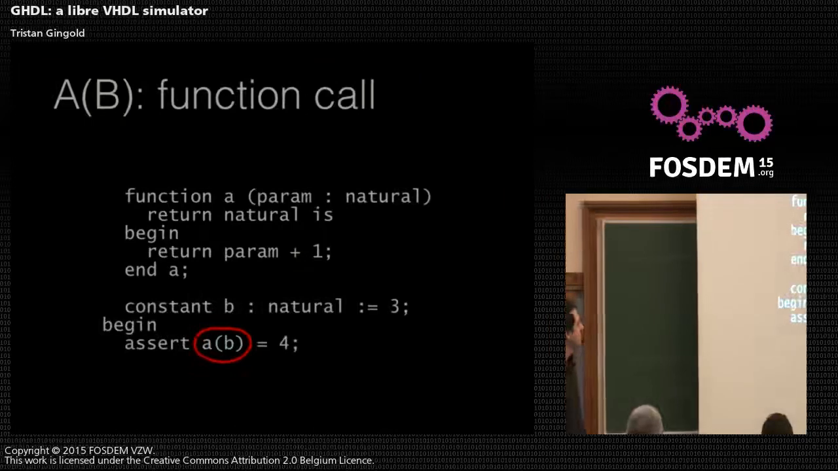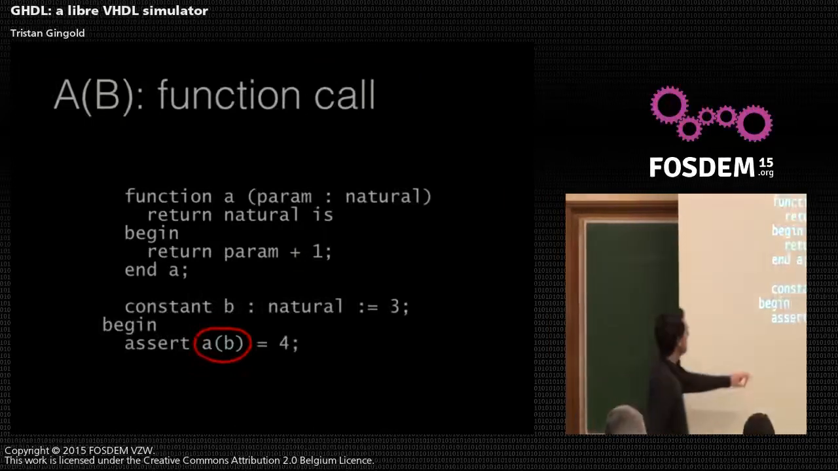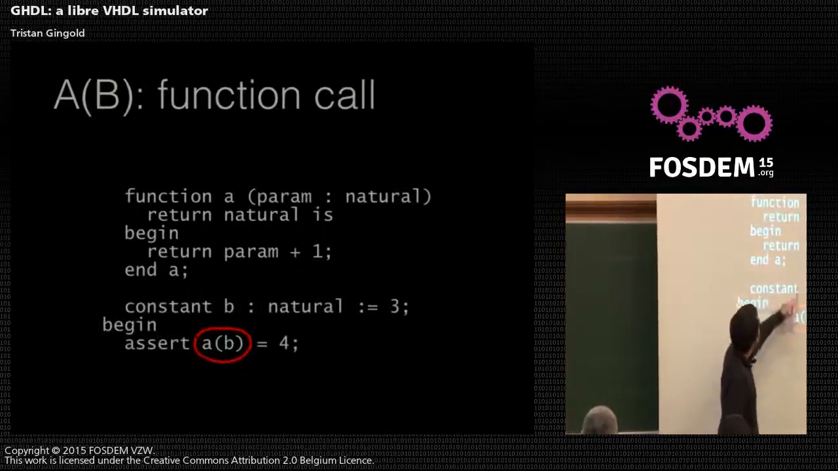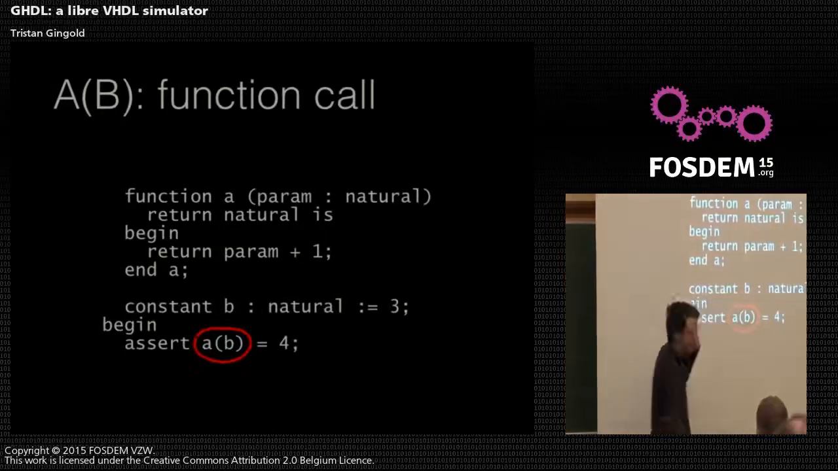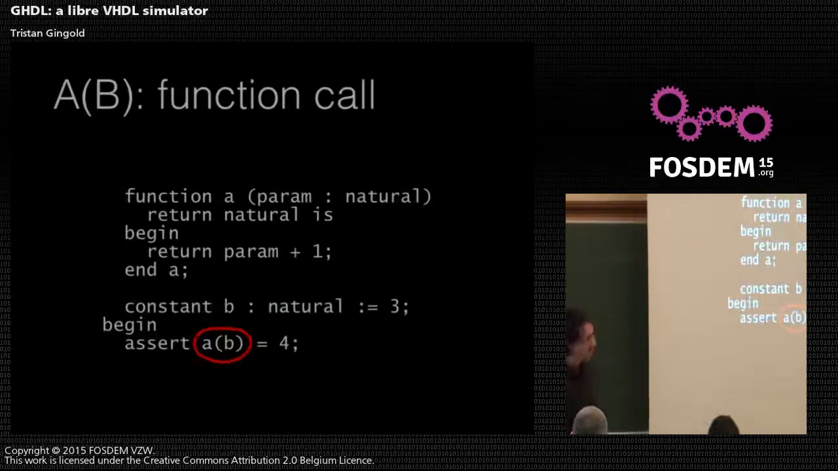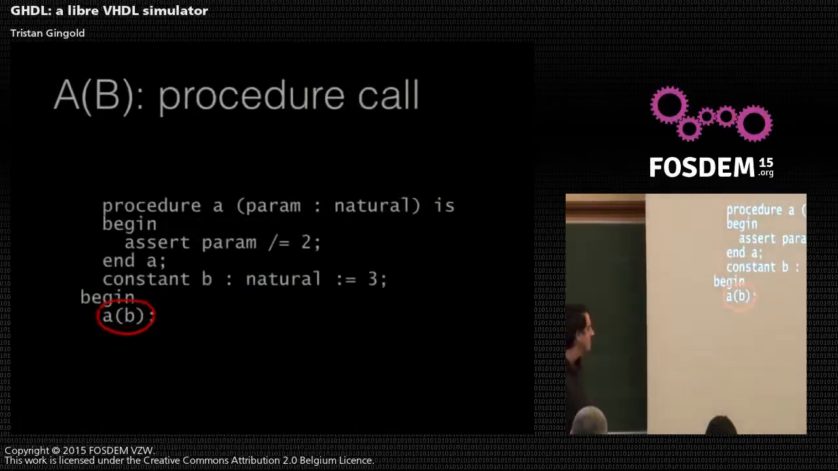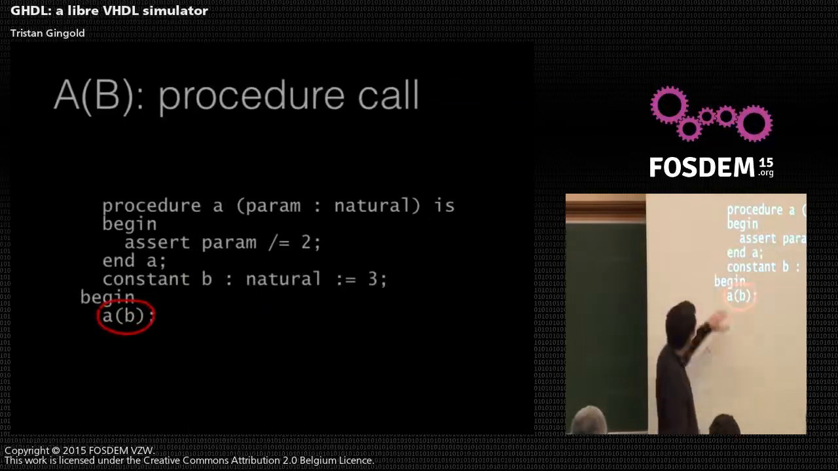And it can also be a function call. So here A is the name of a function, and B is the expression, here a constant. It could also be a procedure call. The difference between a procedure and a function is that the function returns a value, and the procedure is a statement. A procedure call is a statement. So here the context helps, but it's the same notation.